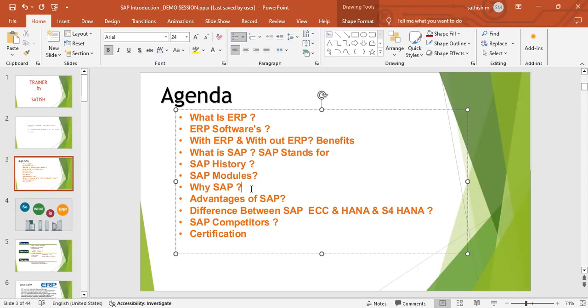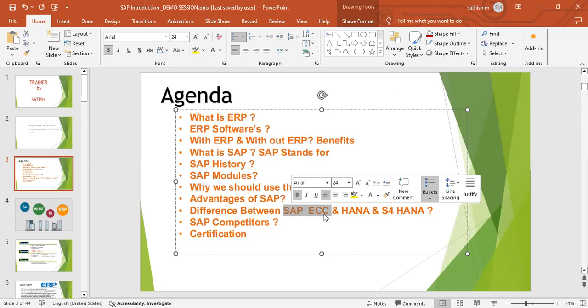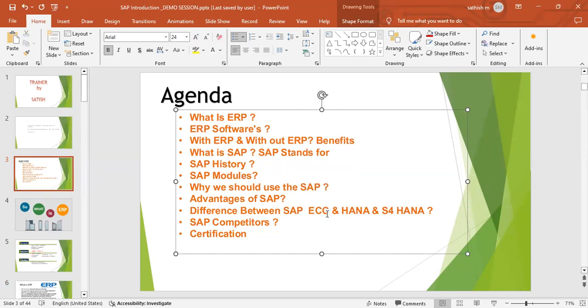Why we should use SAP, what the demand for SAP is, and the advantages of SAP. In SAP we have two versions, the SAP ECC version and the SAP HANA or S/4HANA version. We will also discuss the differences between the ECC version and the HANA version.